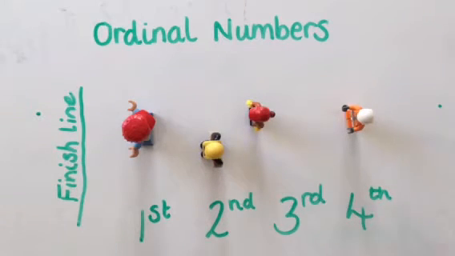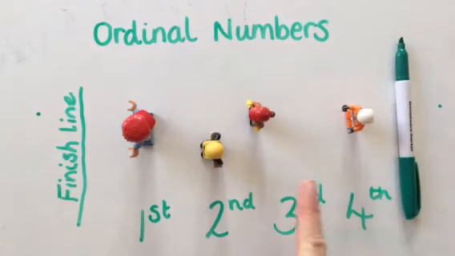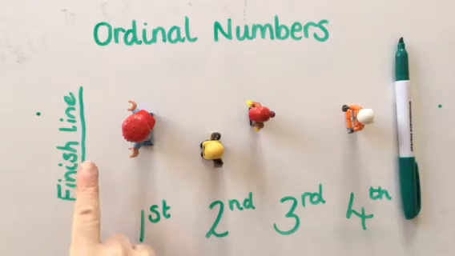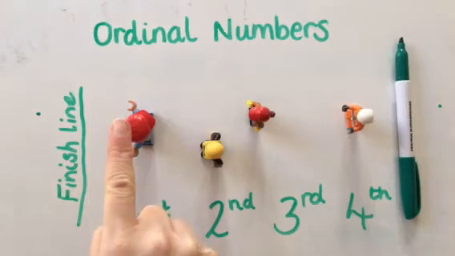Okay, they're in a race. Mrs. Blair's pen is the start line, and the Lego figures have made their way up here towards the finish line. Boys and girls, let's have a look at their position. Okay, now this guy, he is actually in first place. He is winning the race. He is closest to the finish line. Okay, so he's in first place.